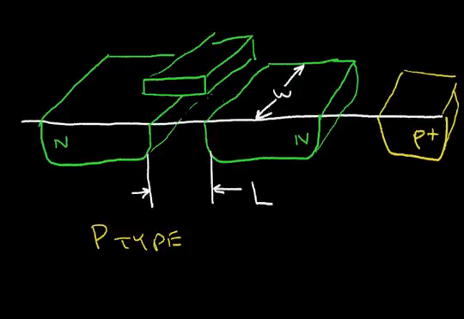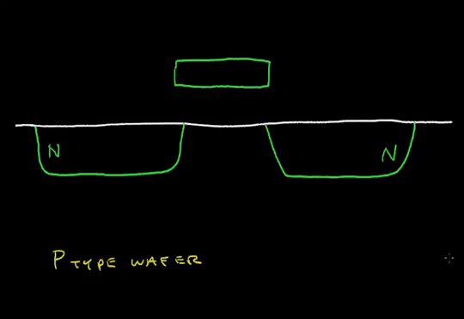And so let's relate this width and length and what's going on in this channel region to the current versus voltage curve for the MOSFET transistor. So here is an expanded view of the channel region. I want to show what happens in this channel region when we apply a voltage to the gate.